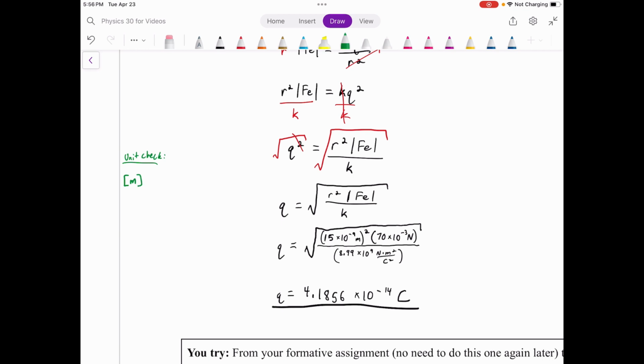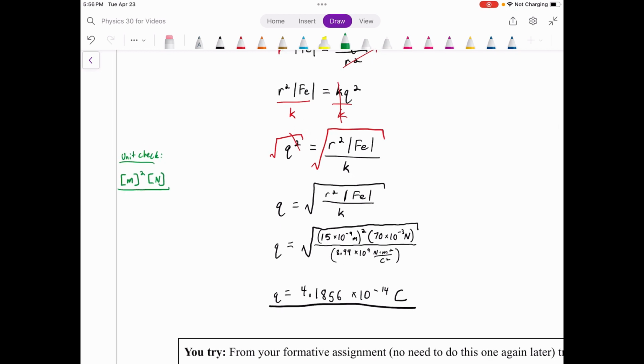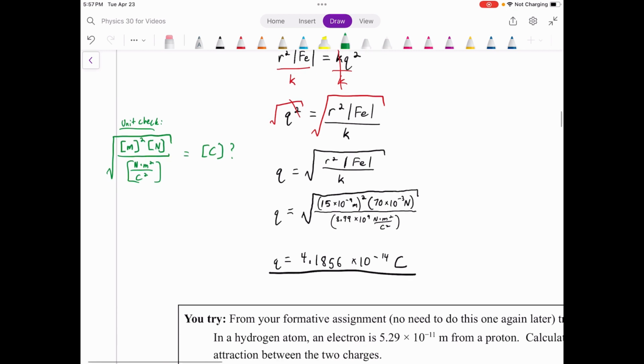So meters being squared times the electrostatic force, which is a force, so it's measured in newtons, divided by Coulomb's constant, which from the back of your formula sheet, if you're not sure, is newtons times meters squared per coulomb squared. And then that's all being square rooted. And what we want to know is, does that actually give us units of charge? Does it give us coulombs? Well, let's see.